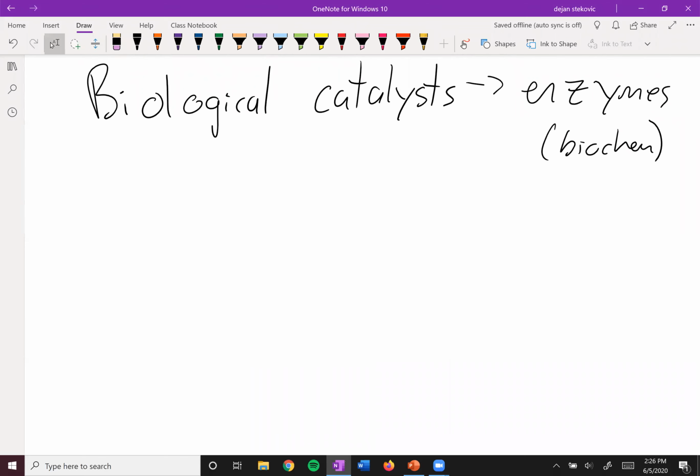Here's a picture of how it works, right? So you have some kind of substrate. This is your kind of reactant up here, and then you have your enzyme. It's your catalyst, right? They've got to combine together, and then your catalyst is going to do something and then spit out some kind of products.